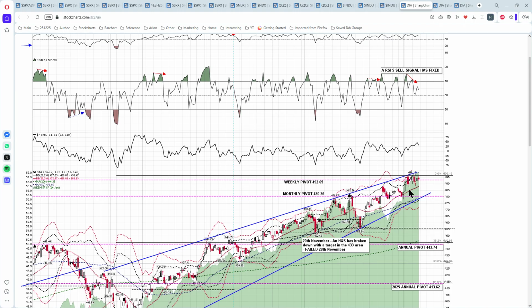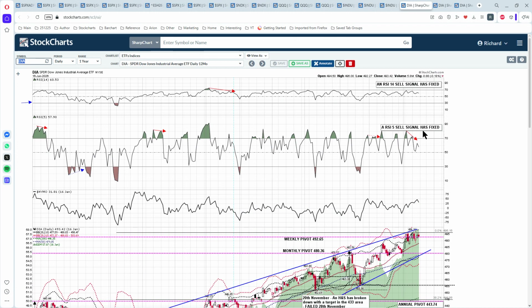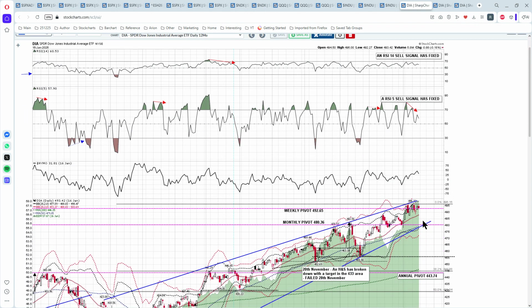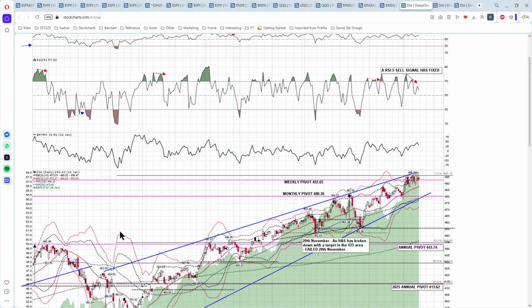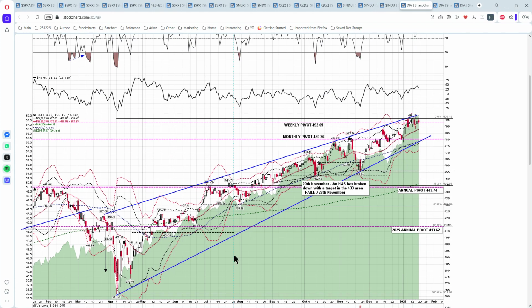We've got a nice looking double top here, which looks like it's going to break down at the open, and we've got an RSI 5 sell signal fixed on the daily chart, which is the only one we've got. This is a pretty nice looking setup, and again, we have an obvious target, having got an expanded, very, very nice looking wedge from the April low last year. We've got a pretty obvious target at the wedge support, which I've got down currently at about the 478 area.